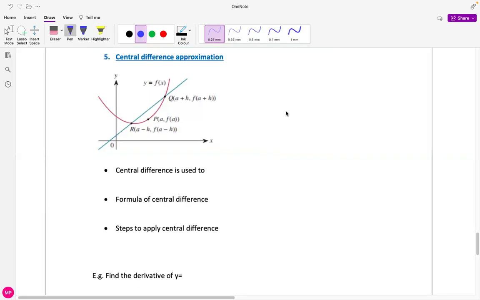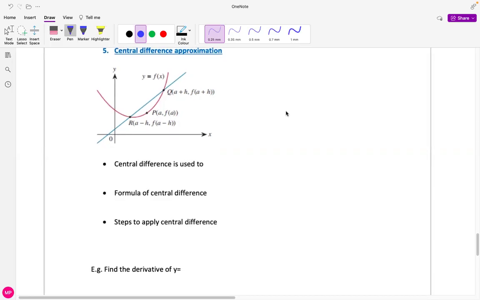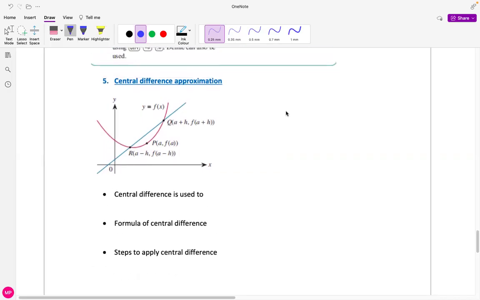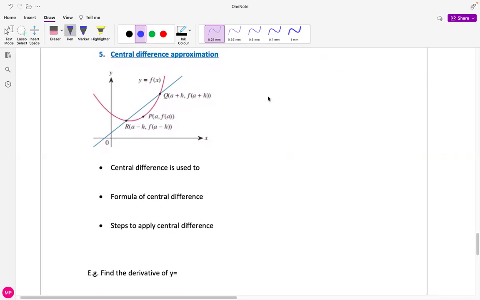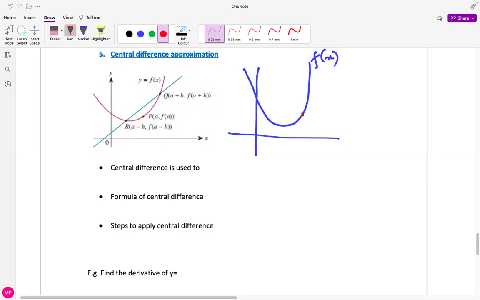Hi, in this video, we're going to look at how to use central difference approximation methods and what that is actually used for. So let's think about the concept of the central difference approximation. Now, think about I have an original curve. Let's call that f of x. Now, at a point somewhere here, let's call this point x and f of x, right?